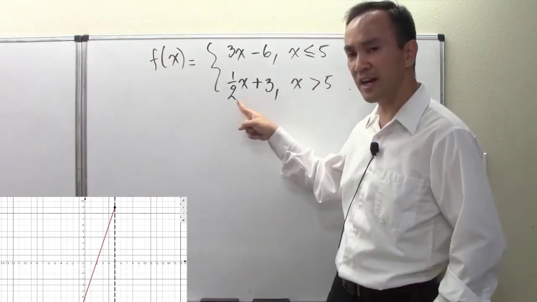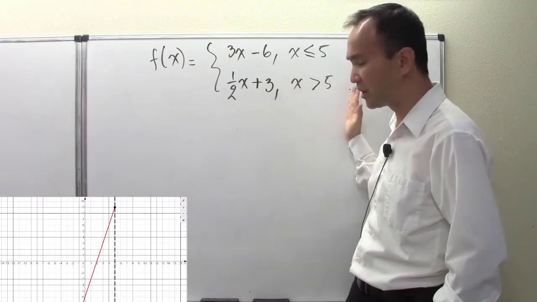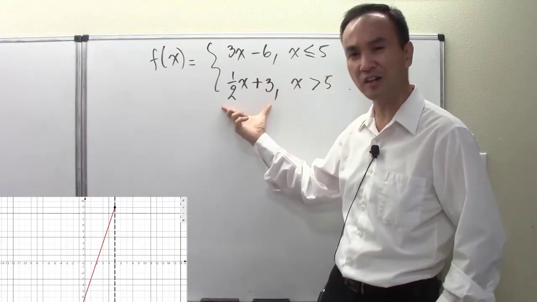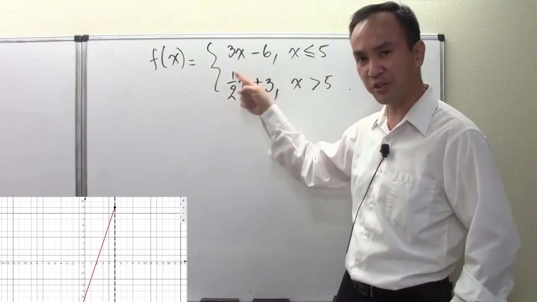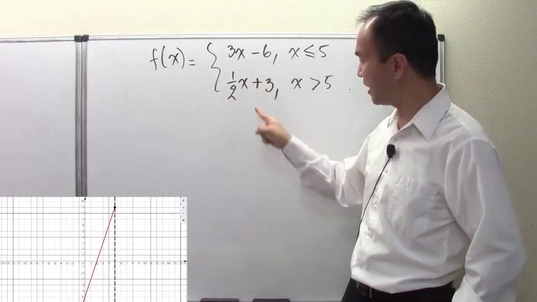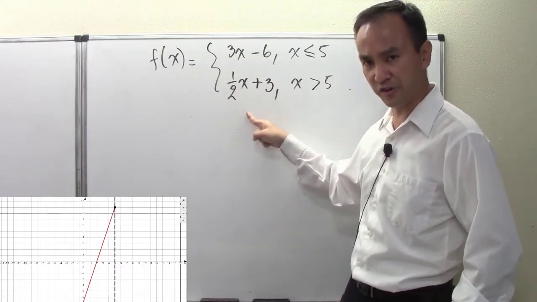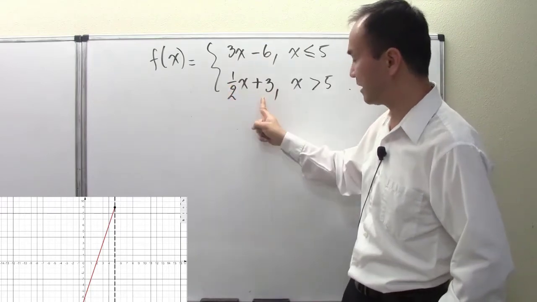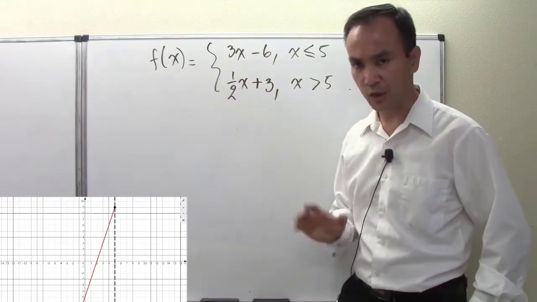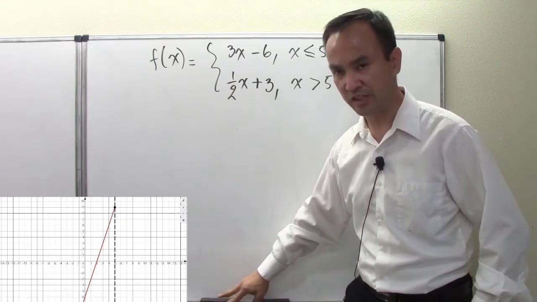The other piece says 1/2 x plus 3 in that condition. So let's not be too worried about the condition yet. Focus on the shape of this function first, the graph or the shape of this particular piece. What we recognize here is another linear function, slope positive 1/2, and y-intercept 3. So every piece has its own kind of graph out there, that we just need to know.